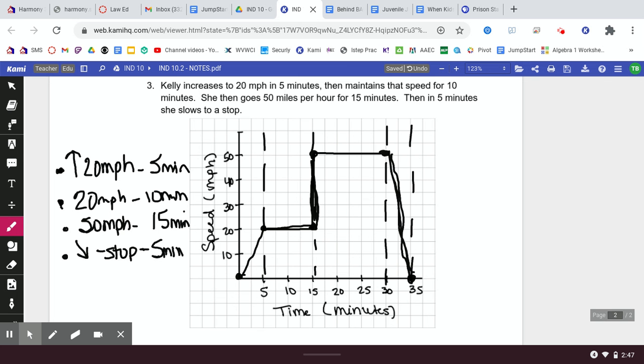And again, check your time, right? If you add up your time, you got 5 and 10 is 15. Another 15 is 30. And then 5 on top of that is a total of 35 minutes. Does your graph end at 35 minutes? It does, so it checks out. And she starts at a stop. She ends at a stop. We start and stop at the 0 miles per hour, so we're good there.